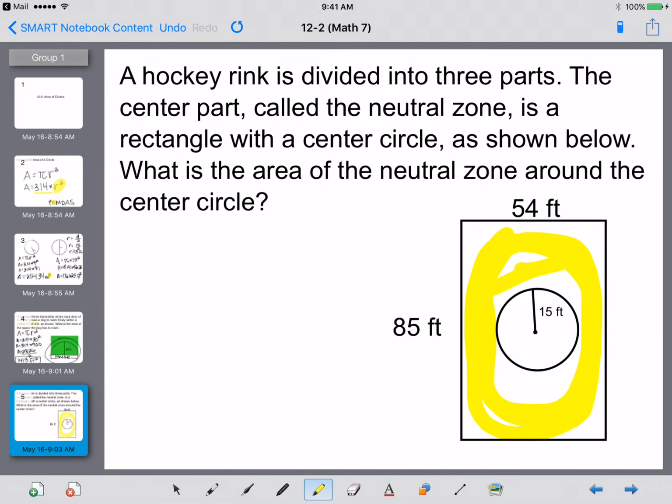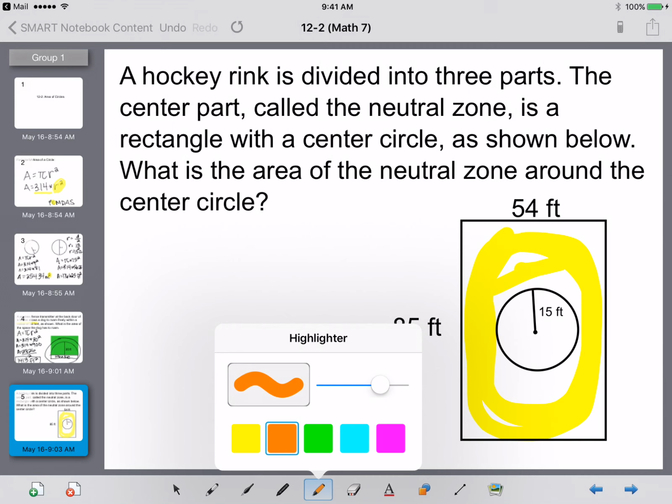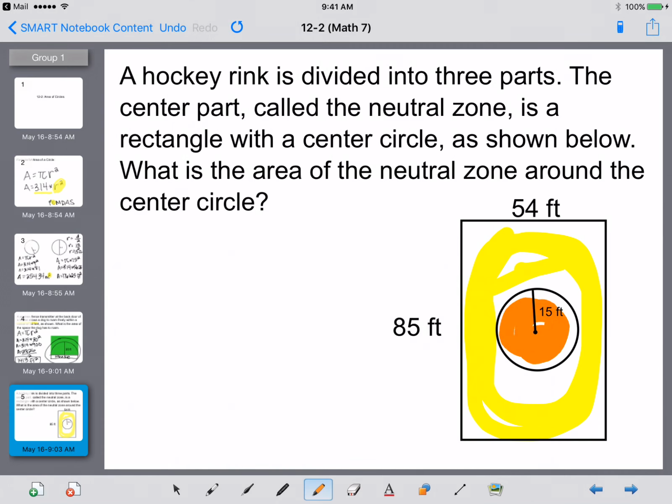And not the area I'm coloring in orange, if it'll let me. There we go. We don't care about that part. We care about the square. So what we need to do is figure out the total area of the whole square and then subtract out the area of the circle.